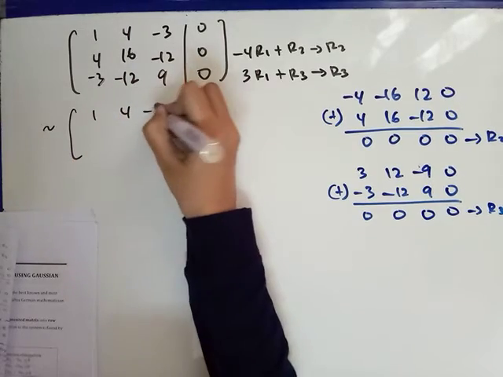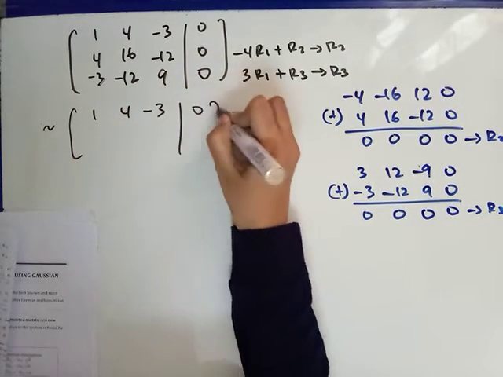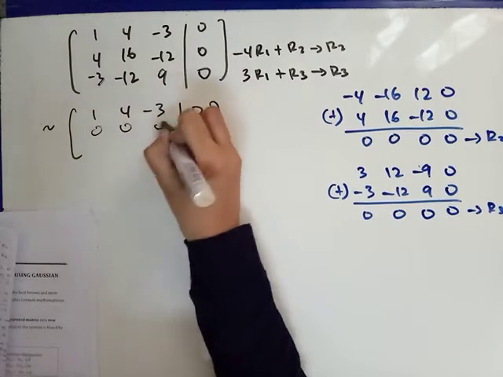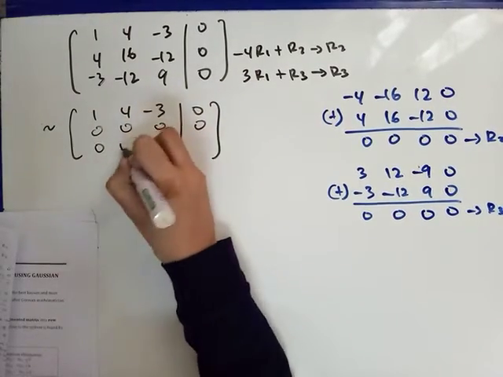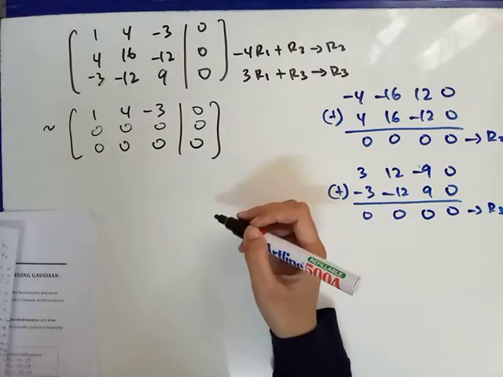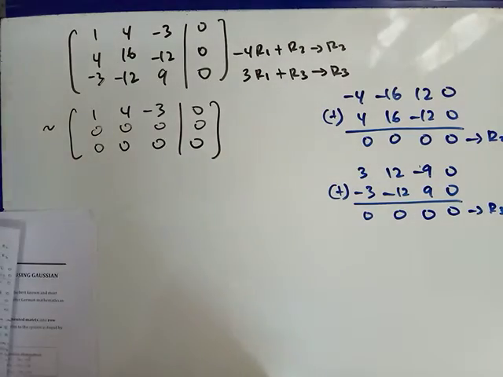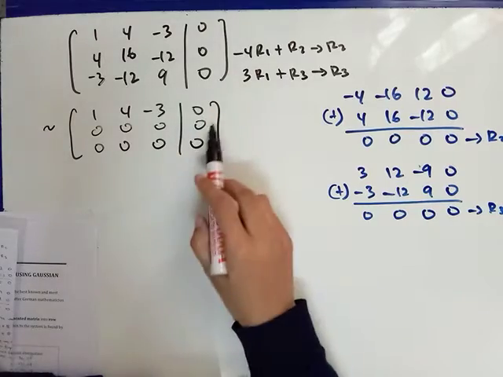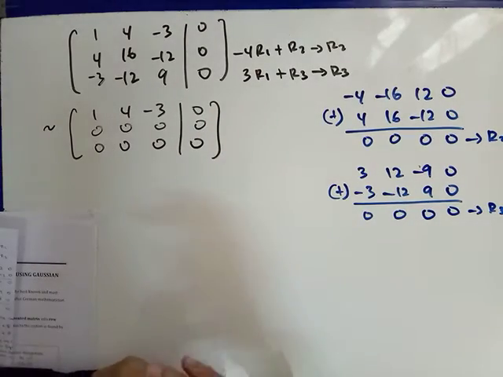1, 4, negative 3, 0. For row 1 it is a fixed value. So for row 2, 0, 0, 0, 0. For row 3, 0, 0, 0, 0. Okay, then habis dah. Kita tak boleh nak proceed dah, sebab kat bawah ni second row and third row all 0 value.